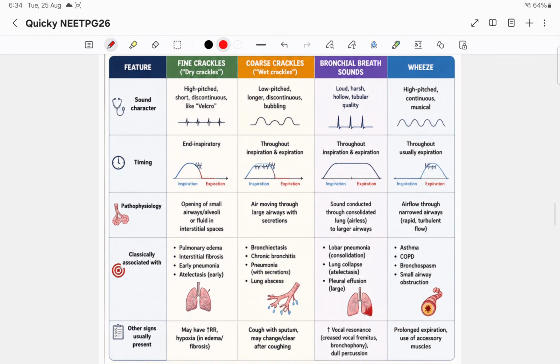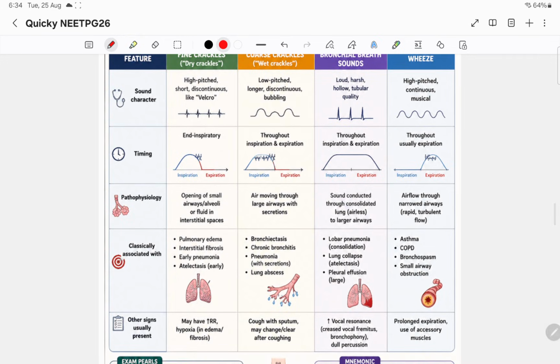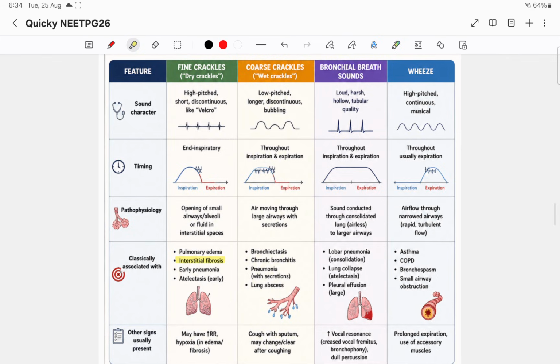Then one more thing is lung sounds, the auscultation I was telling you about, with respect to consolidation and how it is different in pulmonary embolism, pleural effusion and pneumothorax. Please remember this important thing: fine crackles can be seen in interstitial fibrosis, whereas coarse crackles can be seen in bronchiectasis.